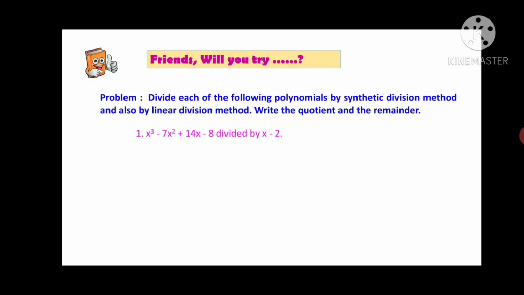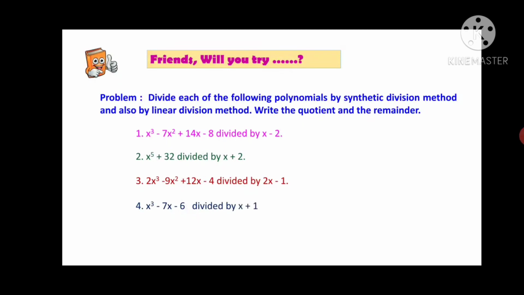First is x cube minus 7x square plus 14x minus 8 divided by x minus 1; then a polynomial minus 4 divided by 2x minus 1; x cube minus 7x minus 6 divided by x plus 1; x fourth minus 81 divided by x minus 3.